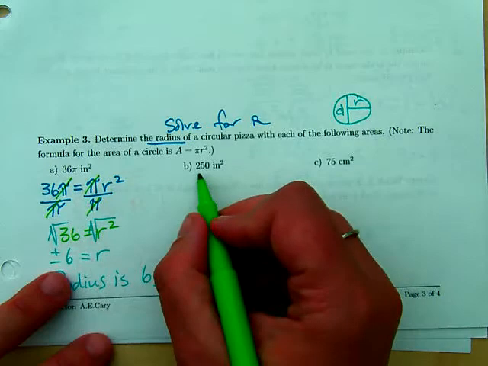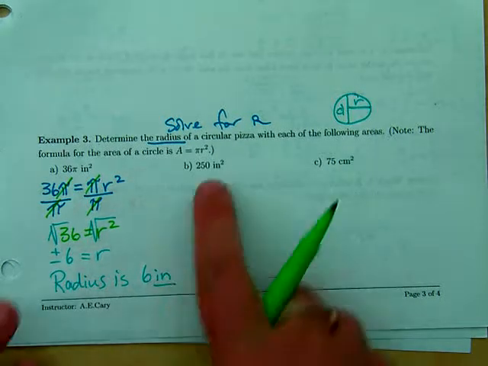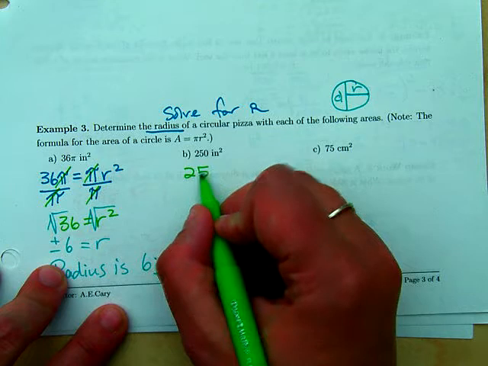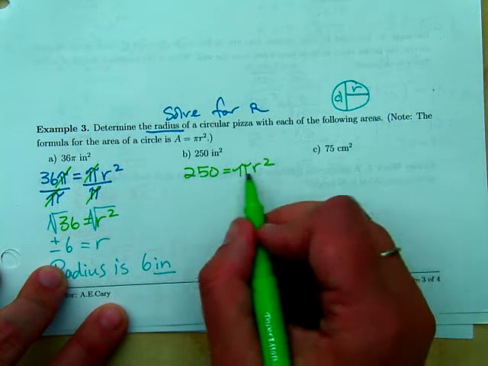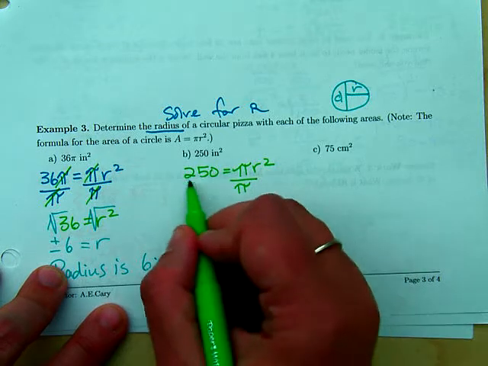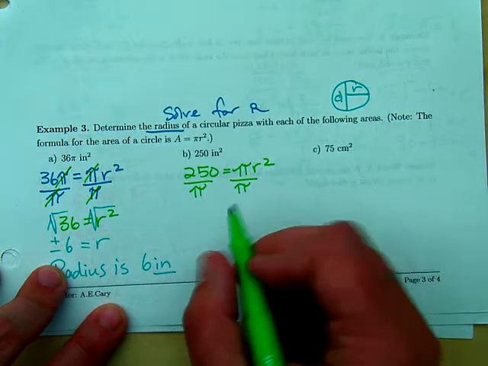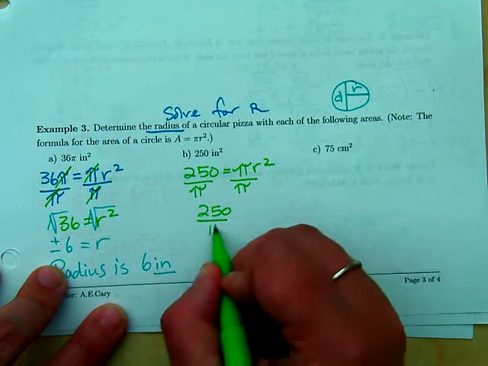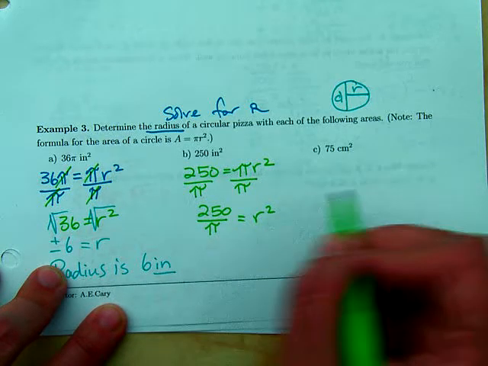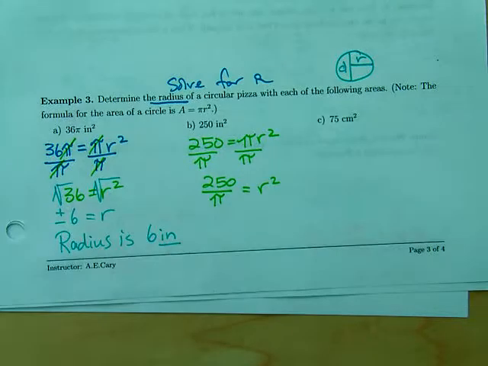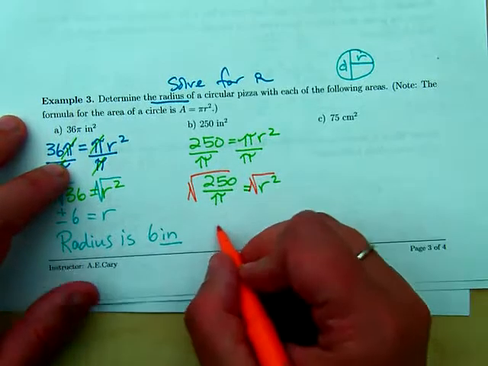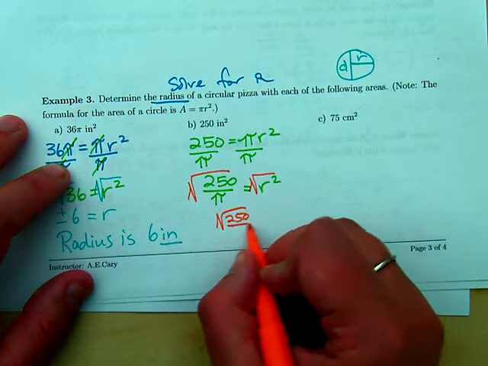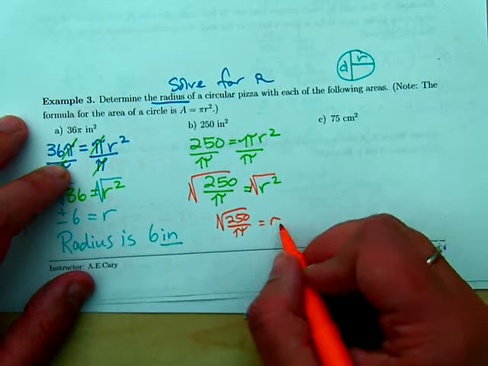Okay, same thing here. This one doesn't have a pi in it. It was probably rounded off, right? So 250 equals pi r squared. First thing I'm going to do is divide by pi. Now I have 250 divided by pi equals r squared. And in order to find r, I'm going to take the square root. Square root of 250 divided by pi equals r.